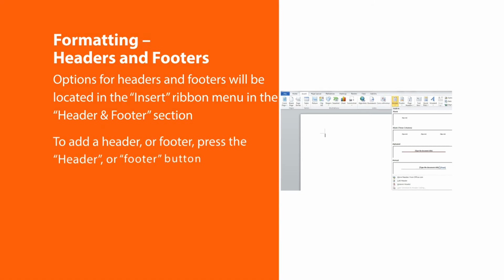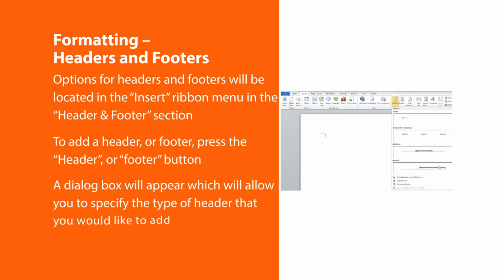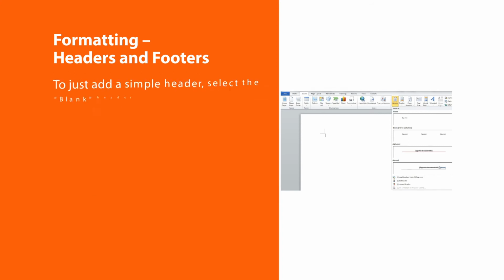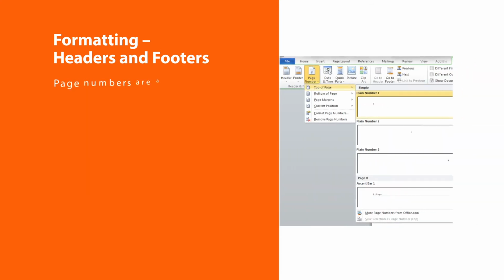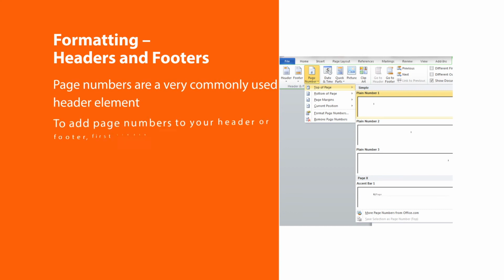To add a header or footer, press the header or footer button. A dialog box will appear which will allow you to specify the type of header that you would like to add. To just add a simple header, select the blank header. To navigate to or away from the header, just double click on the area of the document that you would like to move to.